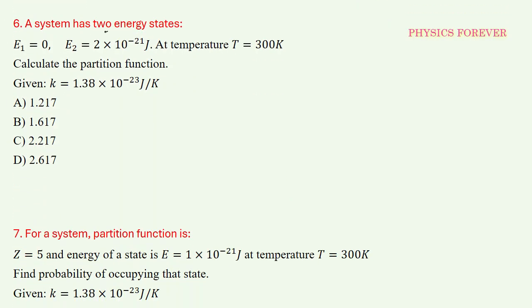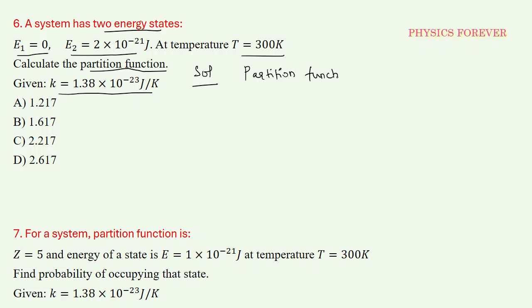Now this is the problem. A system has two energy states, E1 and E2, at temperature T equals 300 Kelvin. Calculate the partition function, given the Boltzmann constant. What is the formula for the partition function? Z equals the summation of e power minus Ei by kT, where i equals 1, 2, 3. Here two energy states are given, E1 and E2.